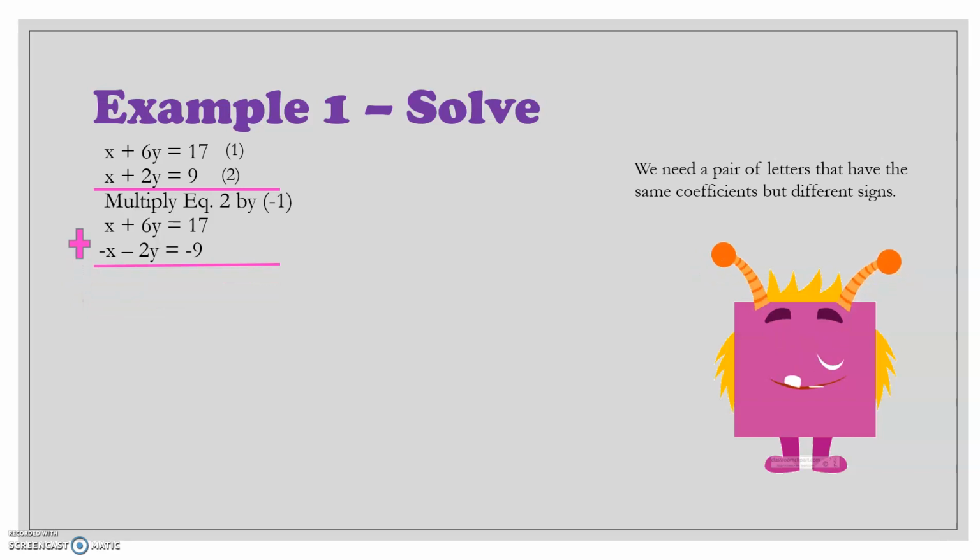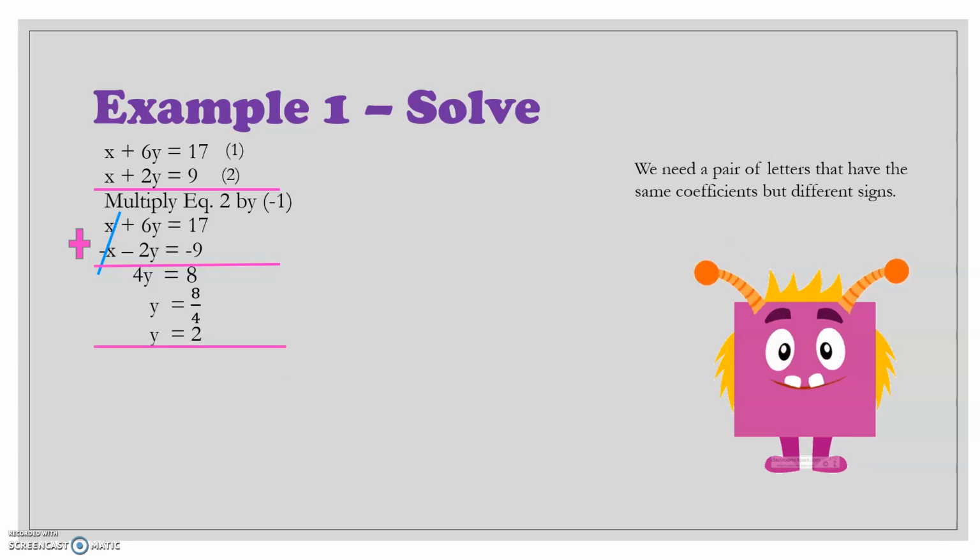And now that my signs are different, the x's have different signs. That's specifically what I'm looking at. They're the same coefficient of 1 and different signs. So I'm going to go ahead and add. What happens with the x terms is that they cancel each other out. So 6y plus -2y gives me 4y. And then 17 plus -9 leaves me with 8. As I go through and solve, y is equal to 8 divided by 4. y is equal to 2.